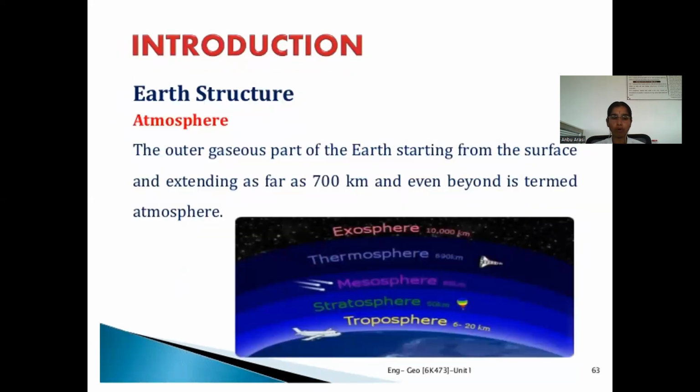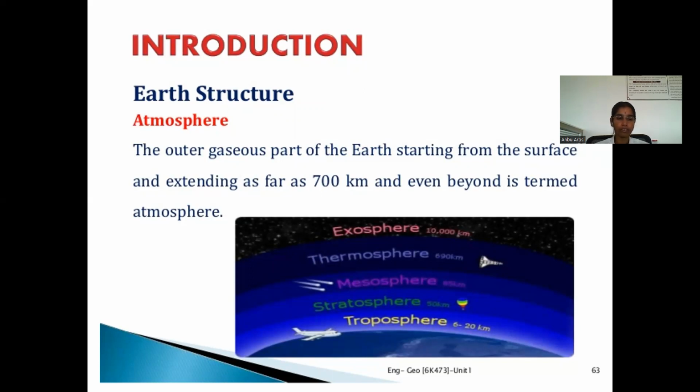Next, we study about earth structure. Earth structure is divided into three categories, that is atmosphere, lithosphere, and hydrosphere. Atmosphere means the outer layer of earth. The atmosphere is a thin layer of gas which surrounds the earth.